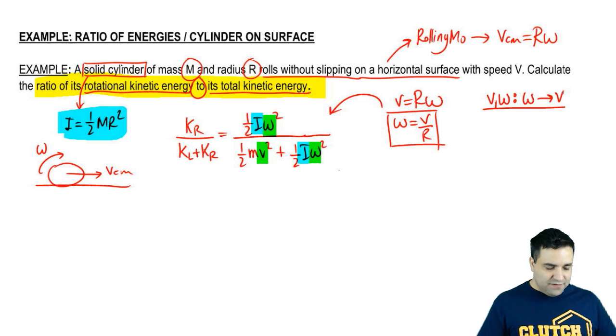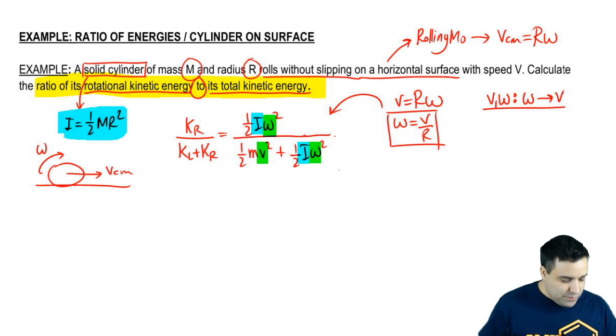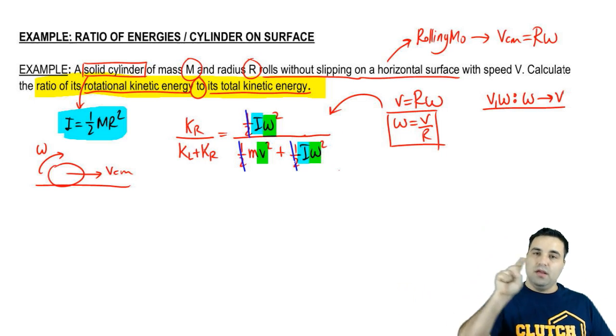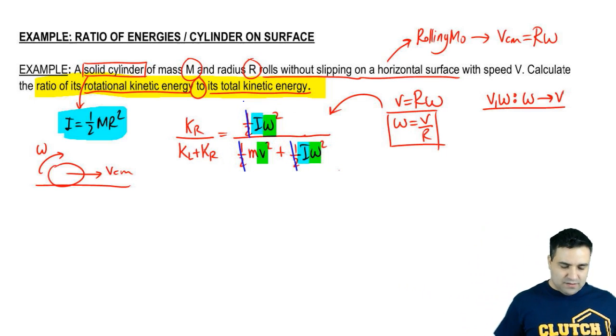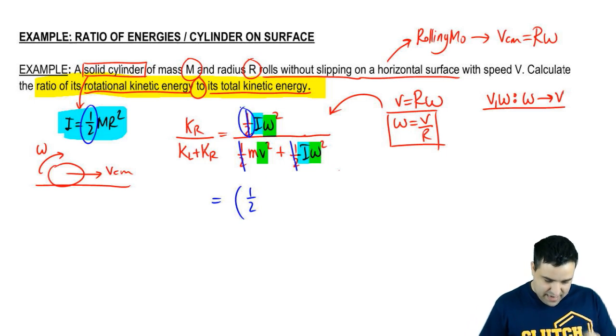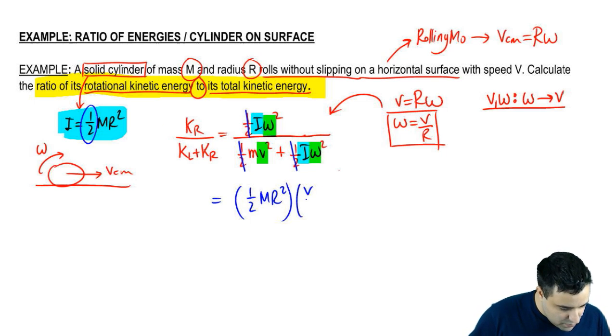Now before I start plugging stuff in, I want to warn you, you cannot cancel this with this. That's not a thing, so don't get tempted to do that. What you can do is cancel the halves over here because they exist in all three of these terms. So you can cancel the halves, and this simplifies it a little bit. Now we're going to expand I. I is going to become half, it's the half from here, not this half. That half is already gone. So it's the one inside of the I: half mr squared. And remember, we're going to rewrite omega as V over R, and then this whole thing is squared.